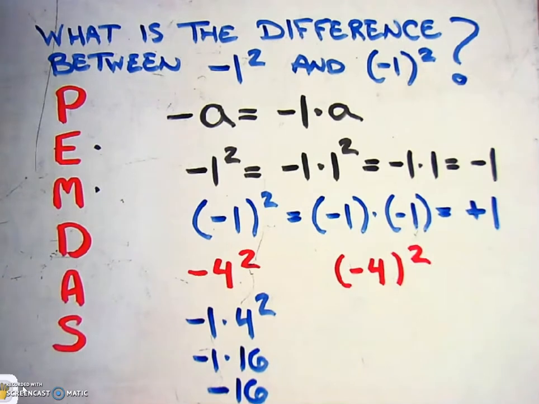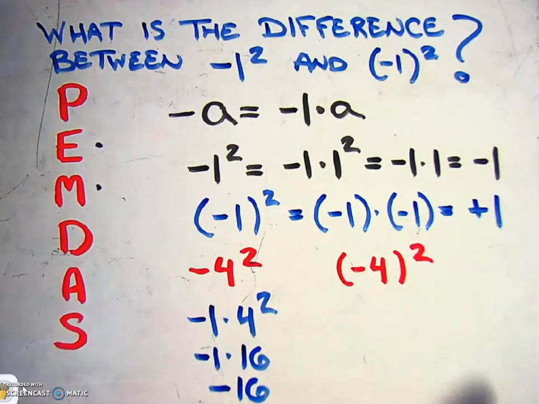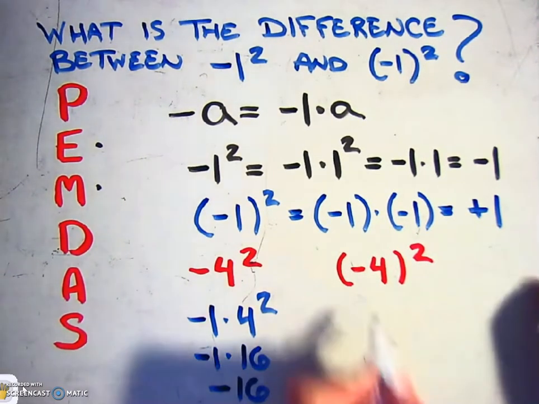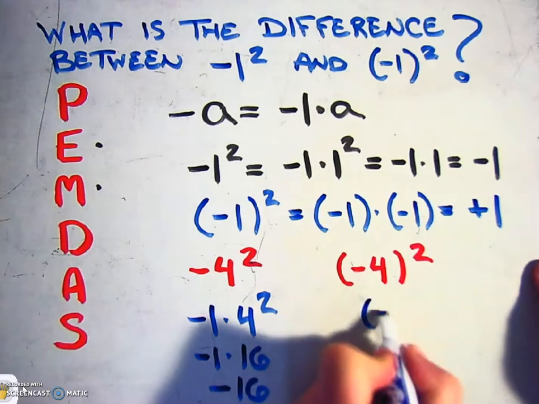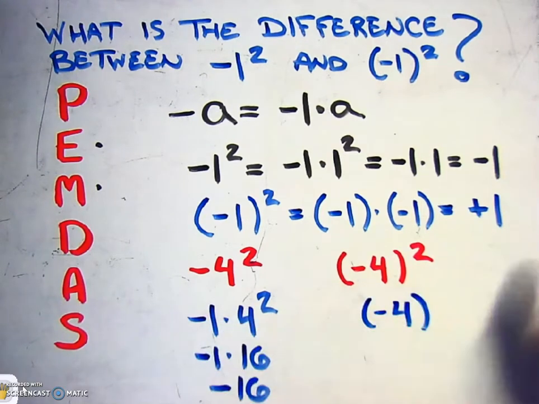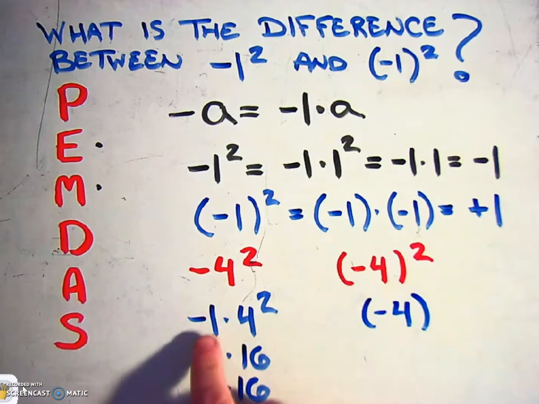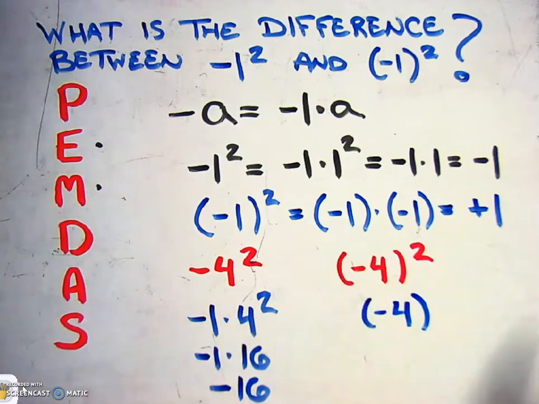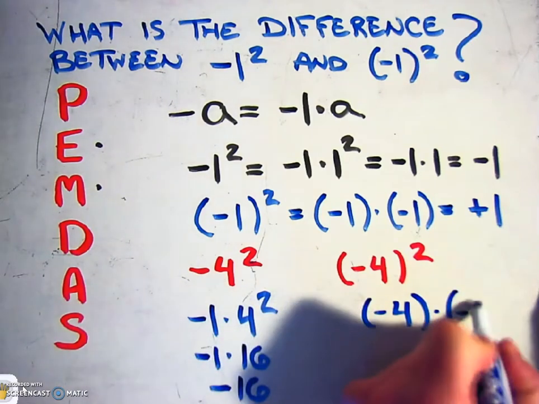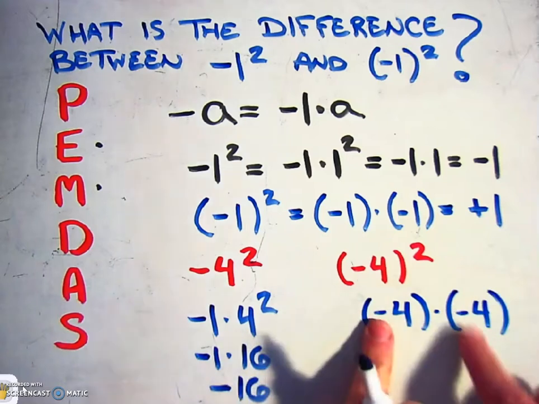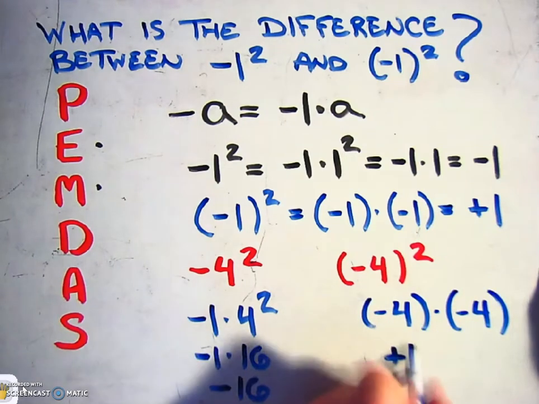Now, when we look at the quantity of -4 squared, what we're really doing here is taking that value of -4, because we really are completing the -1 times 4, and we're multiplying it by itself twice. And a negative times a negative is a positive.